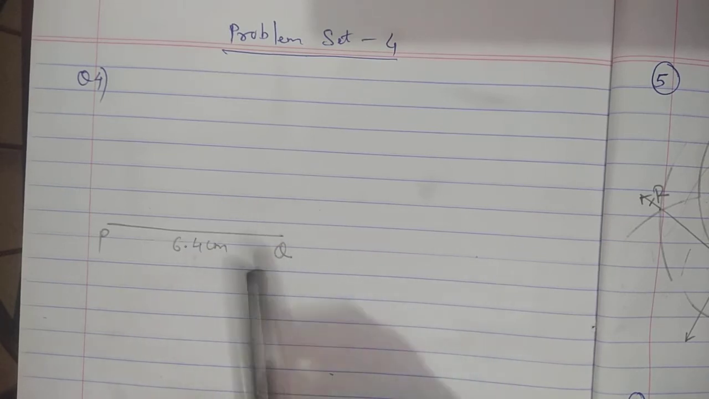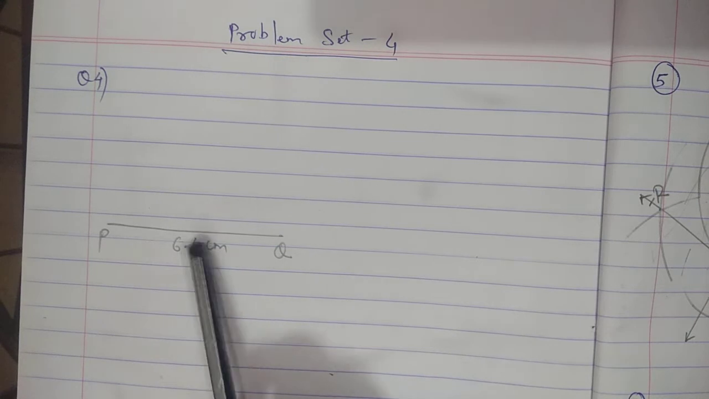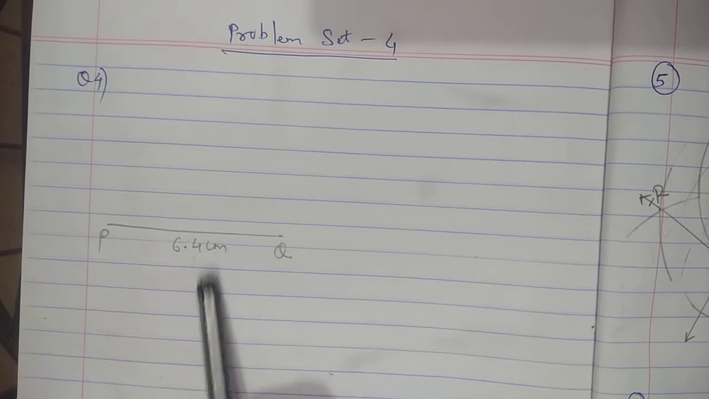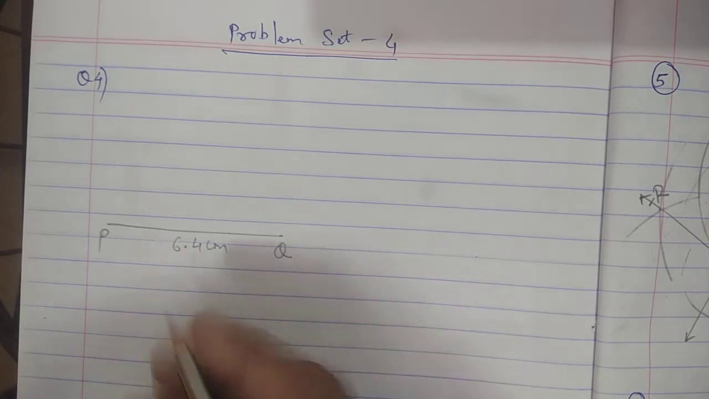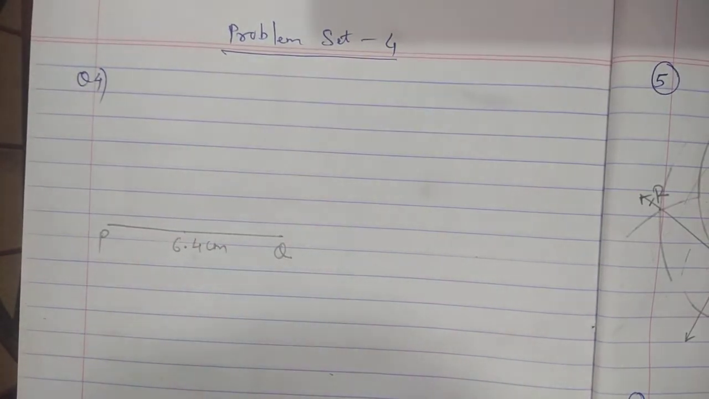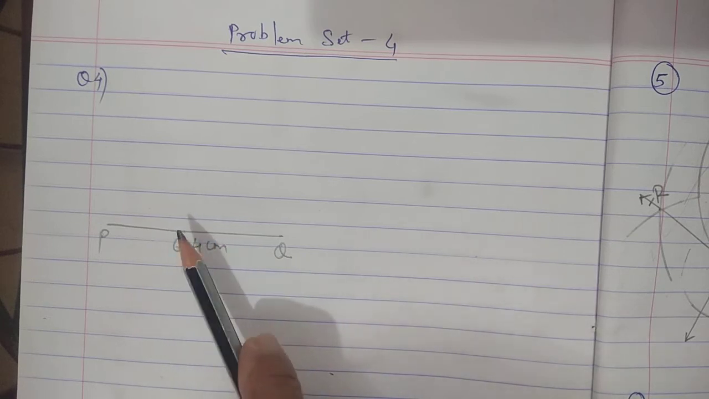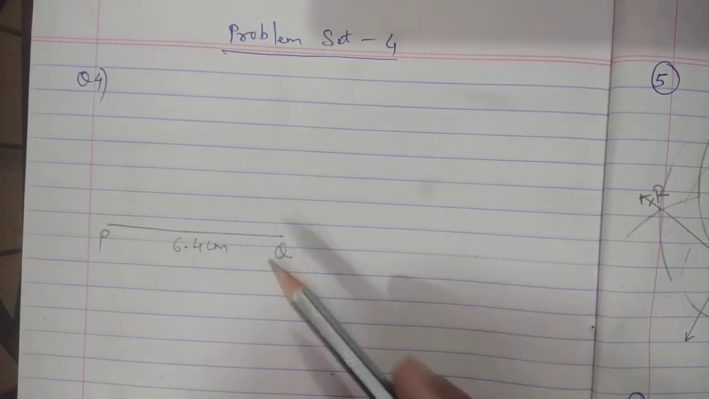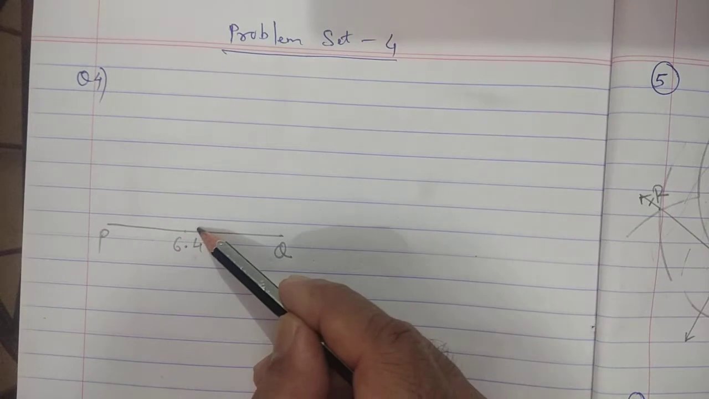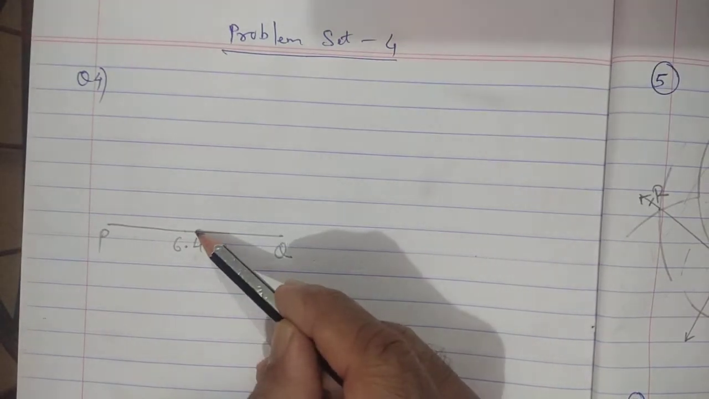So we need to find the center. And how to find the center of this? Don't think that since 6.4 is the given diameter, the midpoint will be 3.2 centimeters, so measure 3.2 with the scale and mark it somewhere here. That way you will get the construction correct, but marks will be 0 because the chapter's name is geometric construction. So anything you want to find in this, you have to take help of the rounder only. So for finding the midpoint also you will take the help of the rounder. So how will you find the midpoint?